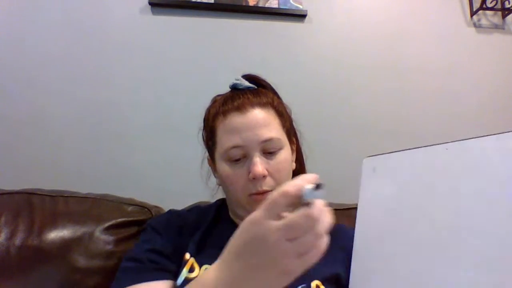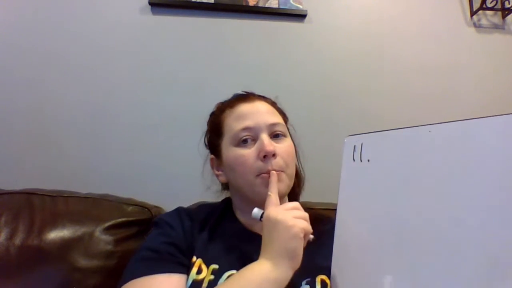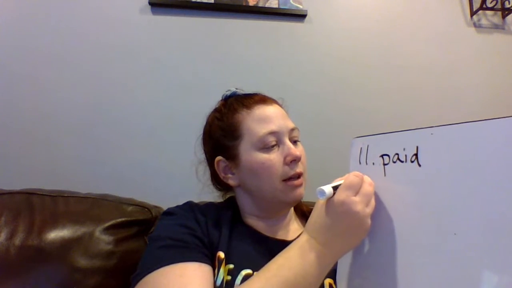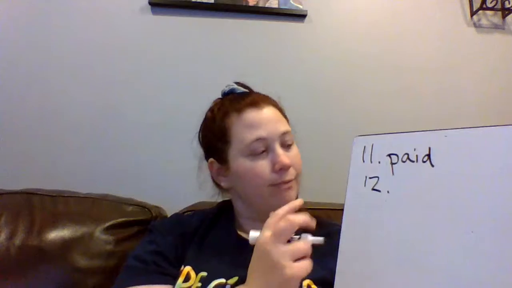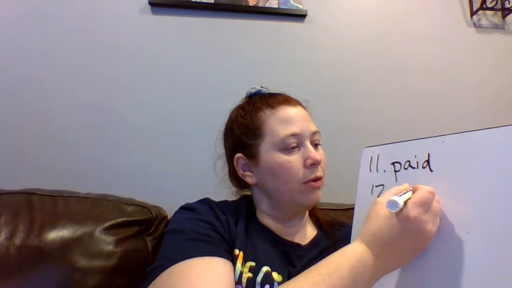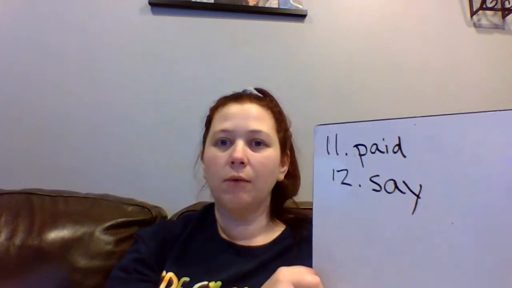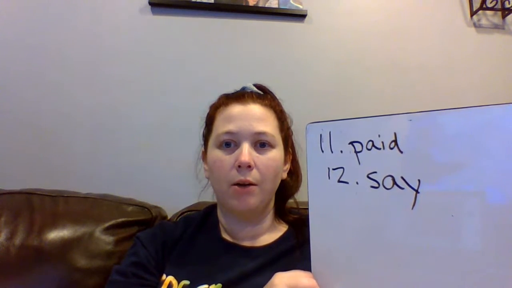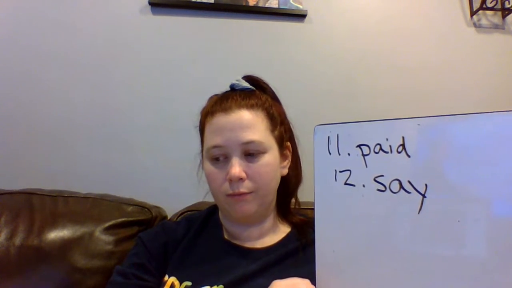All right. Today we are going to spell a couple words first. Number 11, we are going to spell paid. To make that A sound in the middle, we're going to do AI. And number 12, say. Because it's at the end, we're going to do AY at the end of our word. All right, go ahead and make sure you have those down.